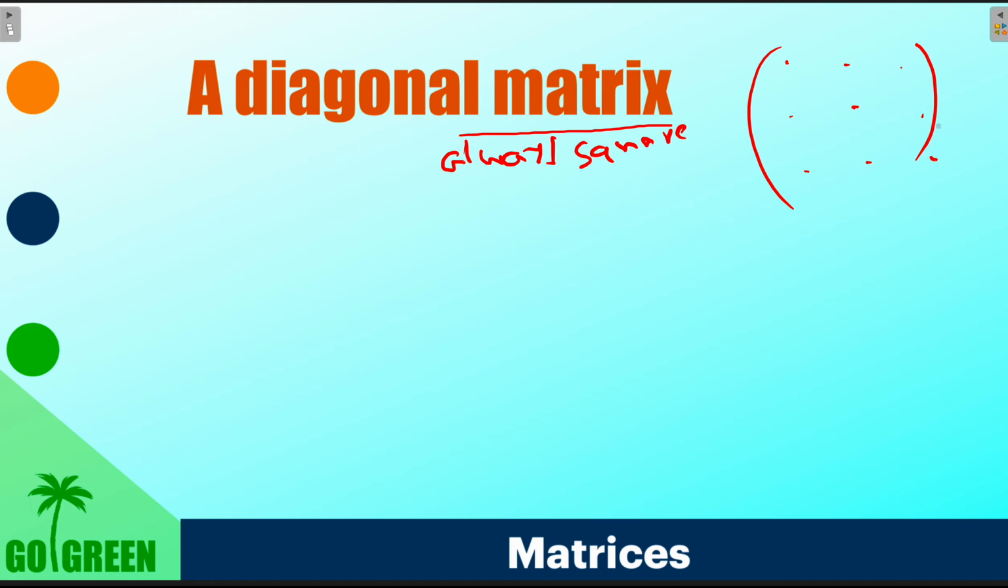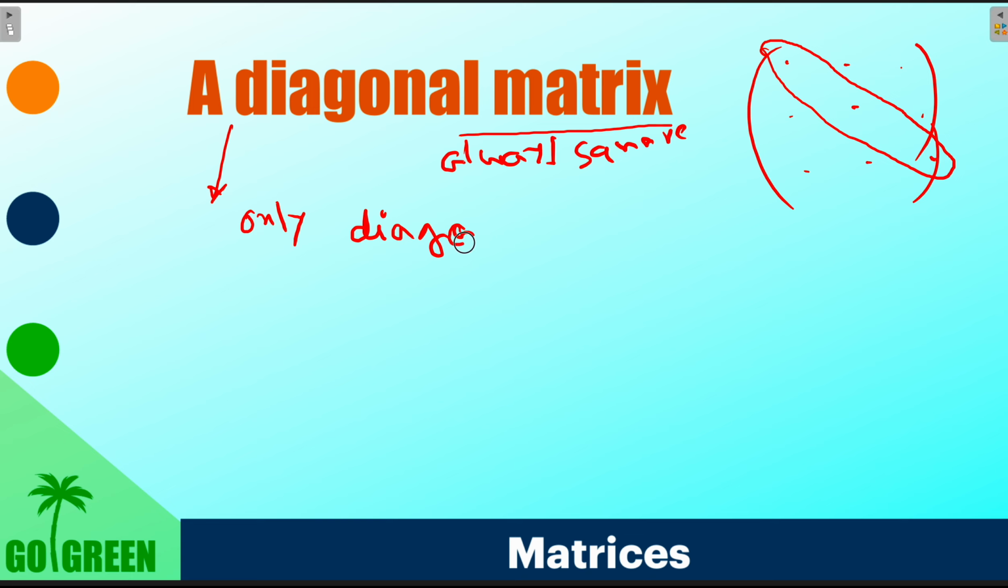Now suppose you write a 3 cross 3 matrix, 1 2 3, 1 2 3, 1 2 3, okay? If this is the matrix, then what is the diagonal? This is the diagonal, okay? And a diagonal matrix means only diagonal entries are possibly non-zeros.